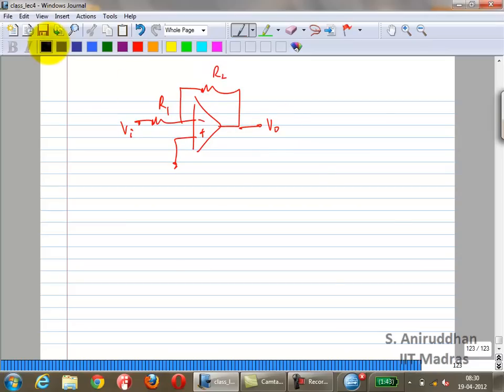So let us say you had something like this. You wanted to lay out R1 and R2. What would you do? How do you lay out R1? Can you lay out R1 vertical and R2 horizontal? Why not?